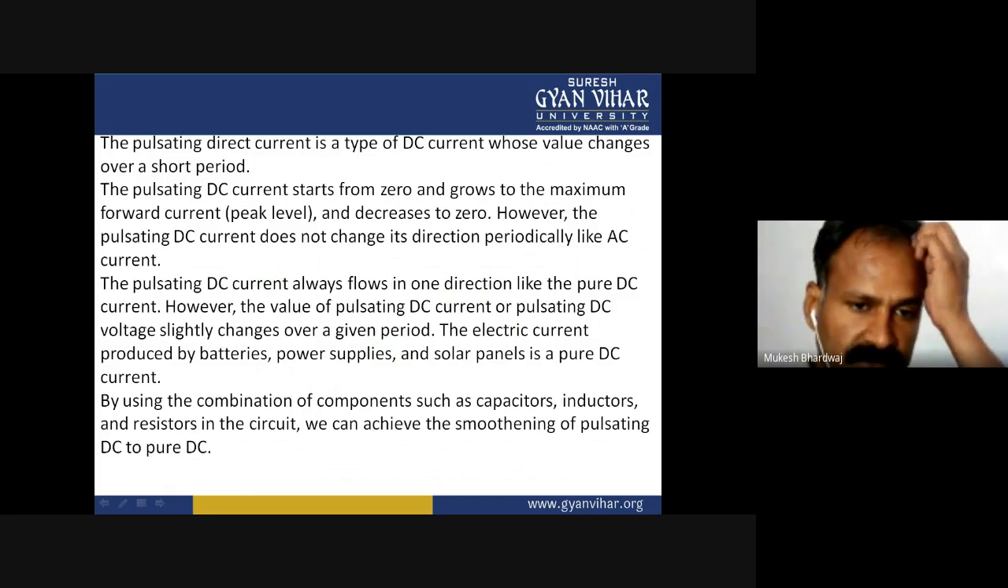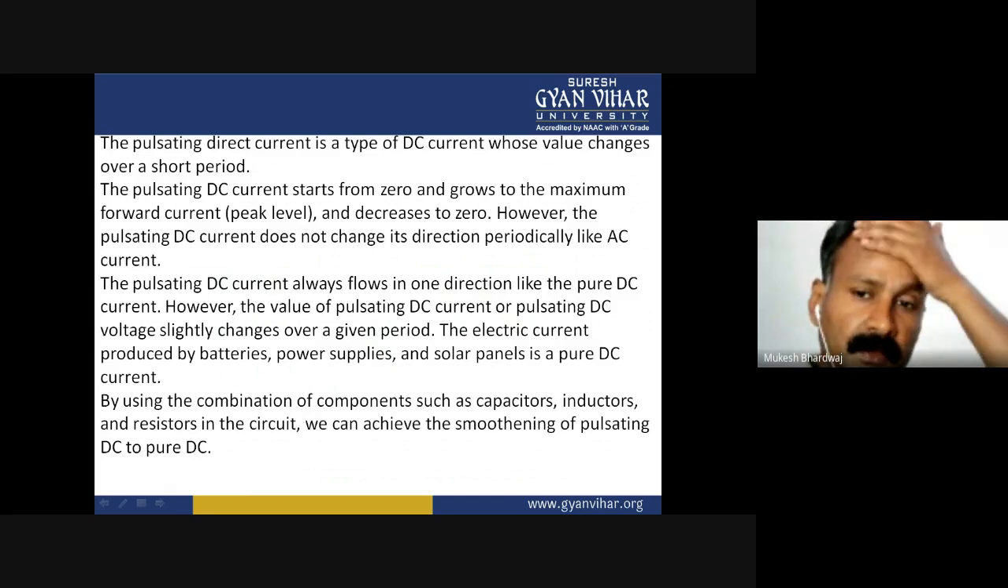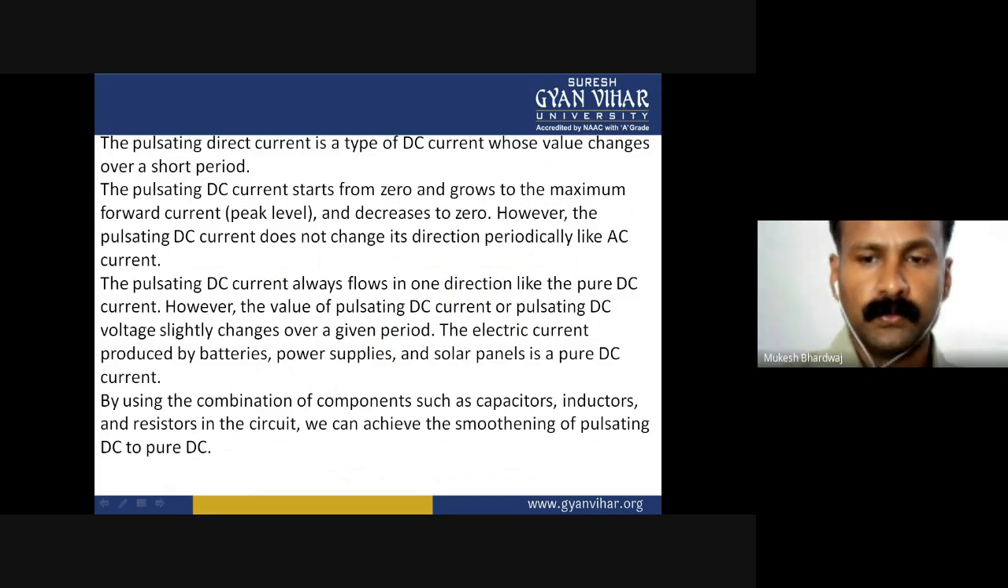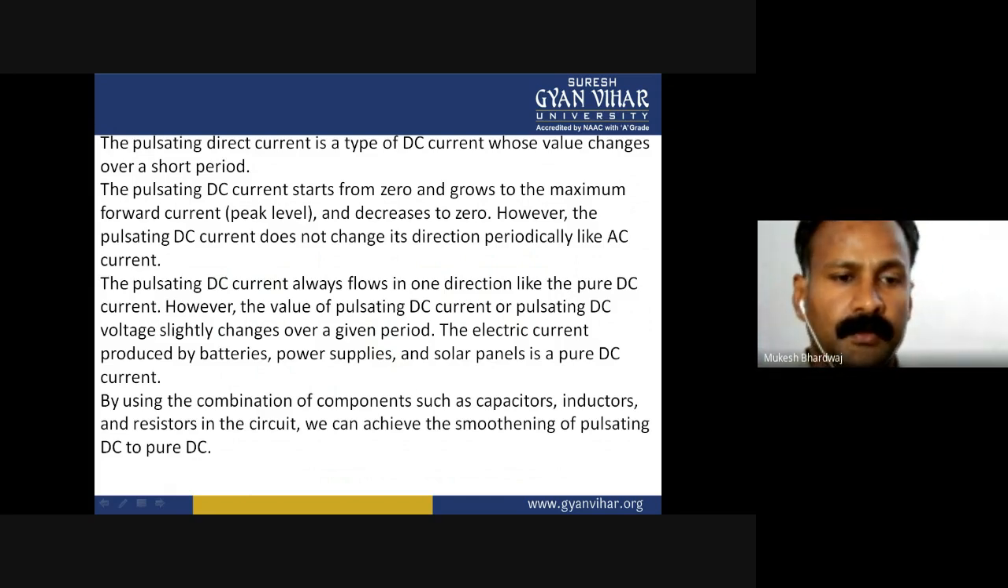So, this smoothing process is done by filtration, and with rectifiers, we use the filter circuits to get the pure or smooth DC.